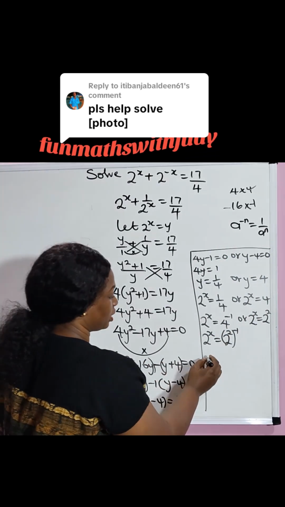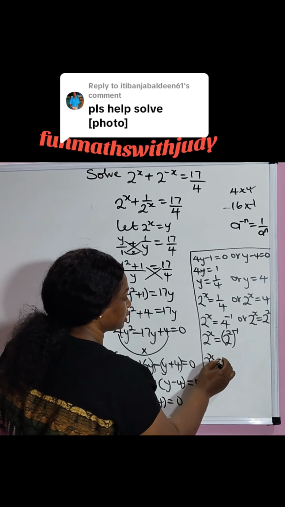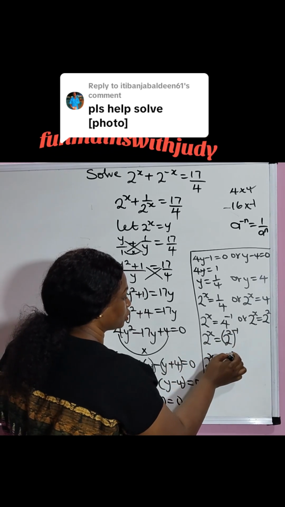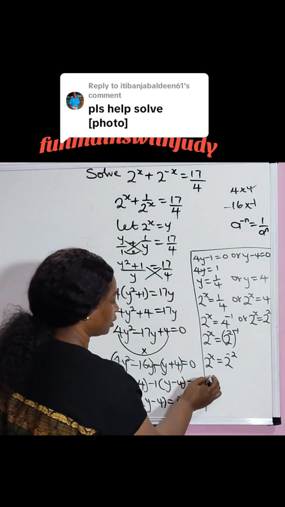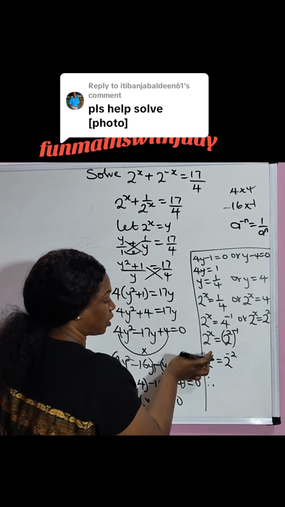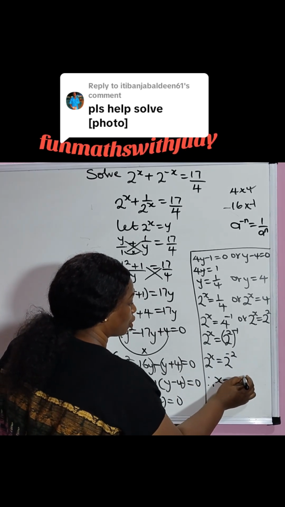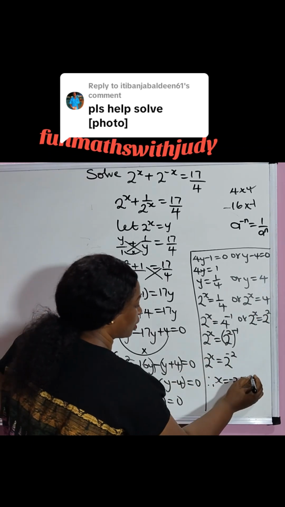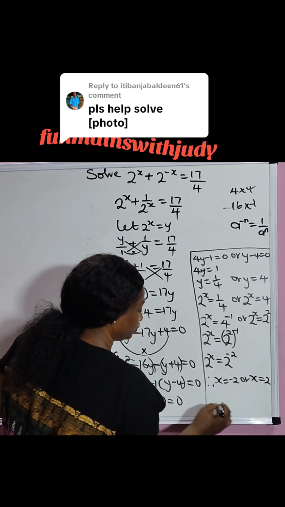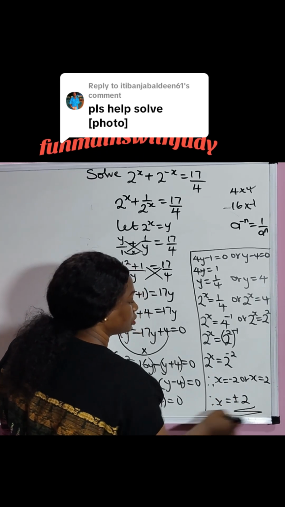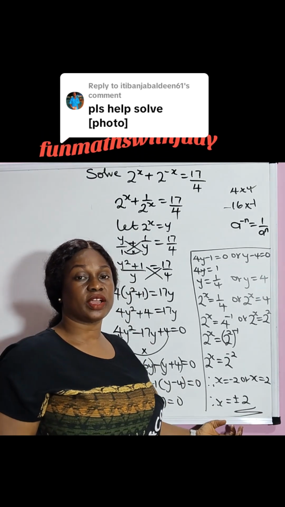Now from here, we have 2 raised to power x is equal to 2 raised to power 2 times minus 1 will give us minus 2. Therefore, here let's equate the powers. X is equal to minus 2, or here if we equate the powers, x is equal to 2. Therefore, the value of x is equal to plus or minus 2, and this will be our final answer.